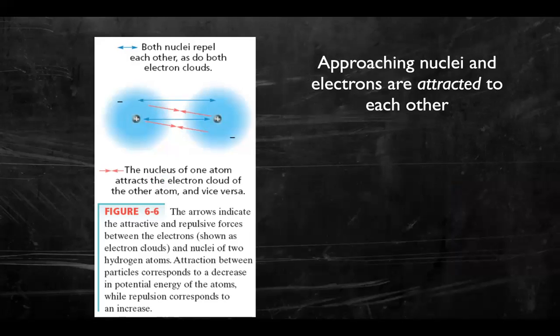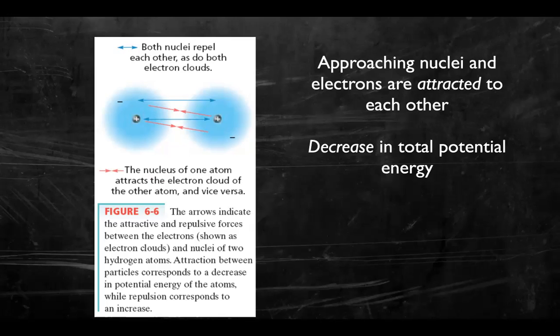The nucleus of one atom is attracted to the electron cloud of the other atom and vice versa. But you also have this electron cloud, which repels this electron cloud, and this nucleus, which repels this nucleus. So there's a very narrow window where you have all of those repulsive forces at a minimum and the attractive forces at a maximum. And that's where the bond is formed.